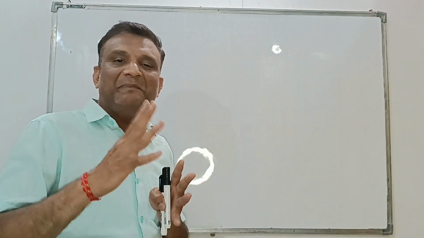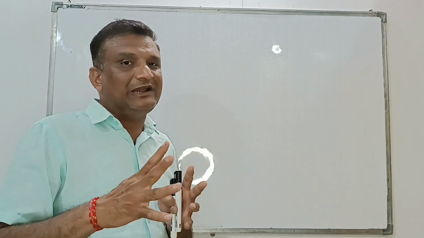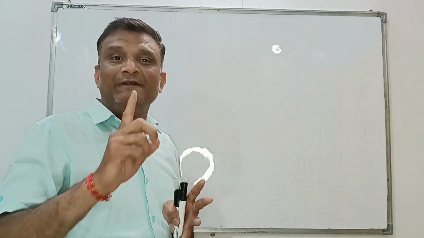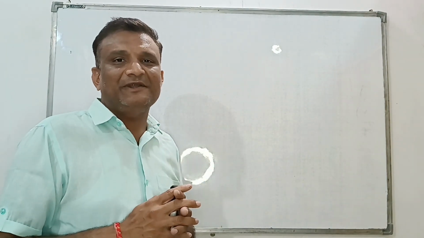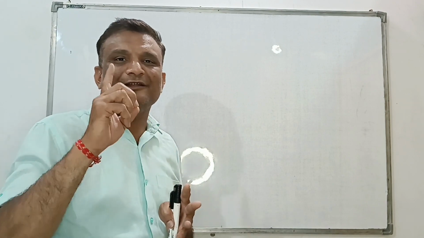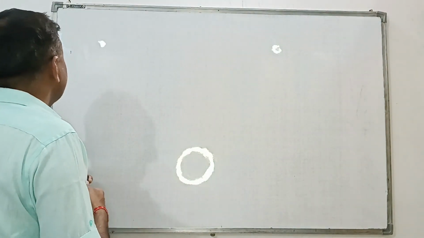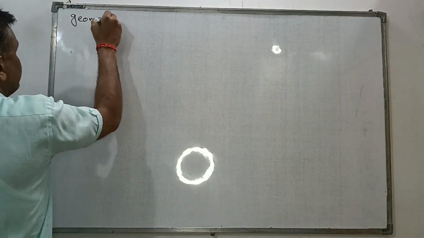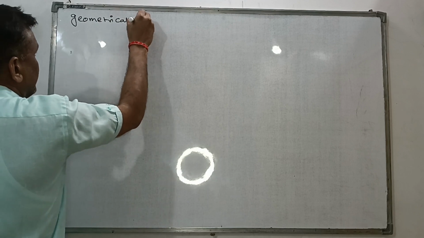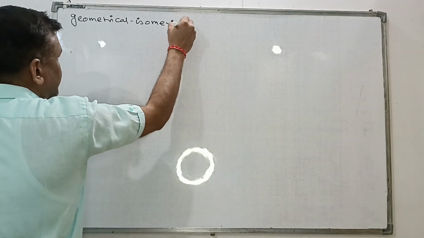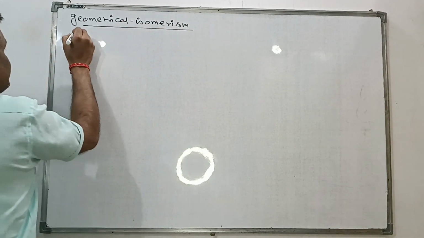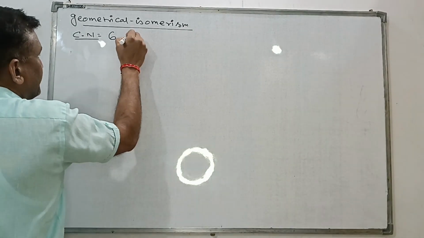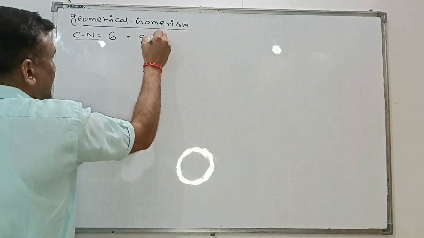कोऑर्डिनेशन कंपाउंड के रिगार्डिंग हमने बात की, स्टीरियो आइसोमेरिज्म में ज्योमेट्रिकल आइसोमेरिज्म for the complex compound having coordination number 4. Today we will discuss just geometrical isomerism for the compound having the coordination number 6. For coordination number 6, geometry will be octahedral.